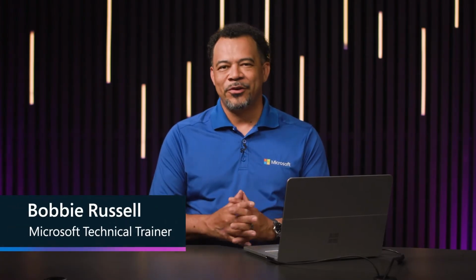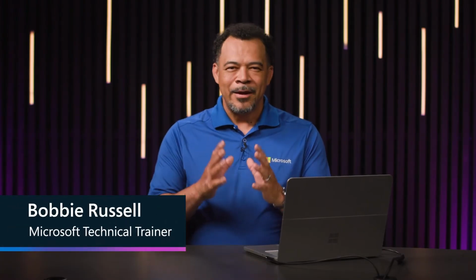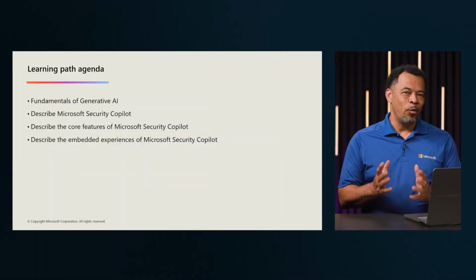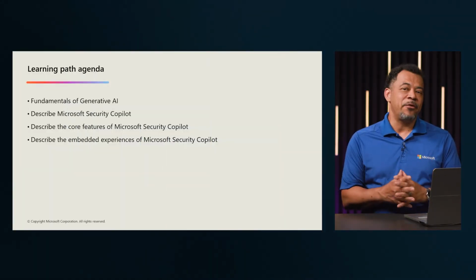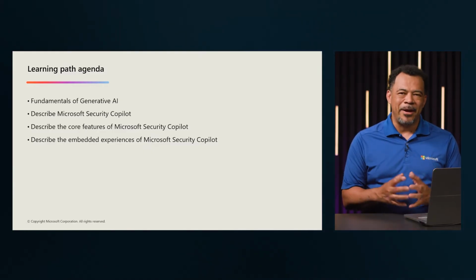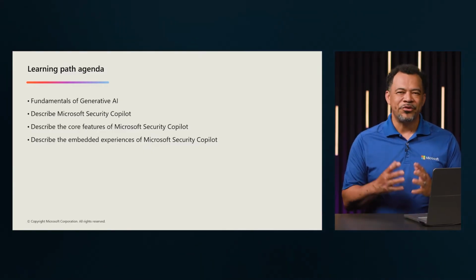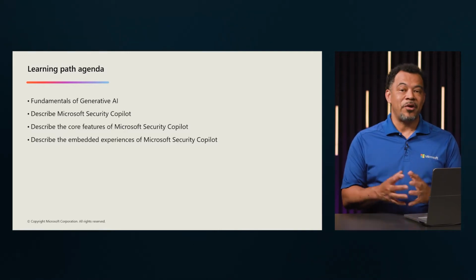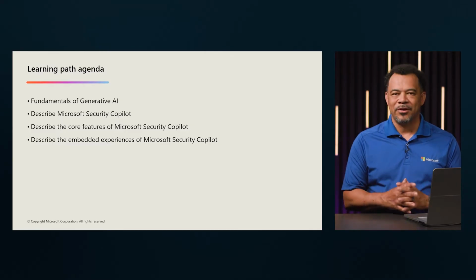I'm here to walk you through the SC-200 Microsoft Security Operations Analyst course. We'll start with Learning Path 2, Get started with Microsoft Security Copilot. In this learning path, we'll cover things like understanding the fundamentals of generative AI. We'll talk about describing Microsoft Security Copilot. We'll describe the core features of Microsoft Security Copilot, and we'll describe the embedded experiences of Microsoft Security Copilot.